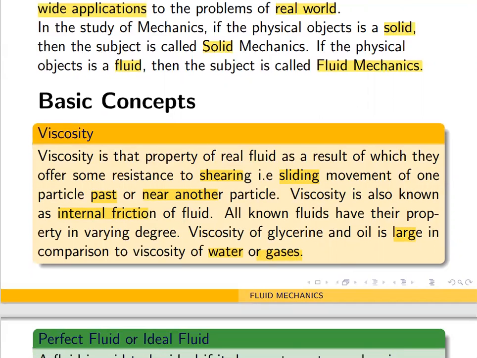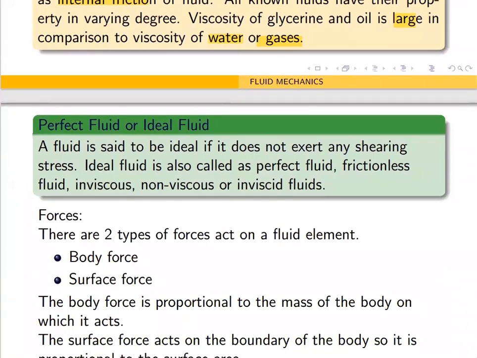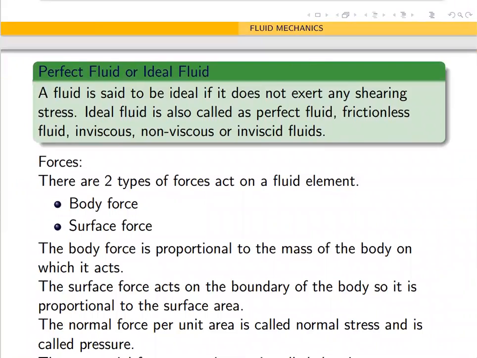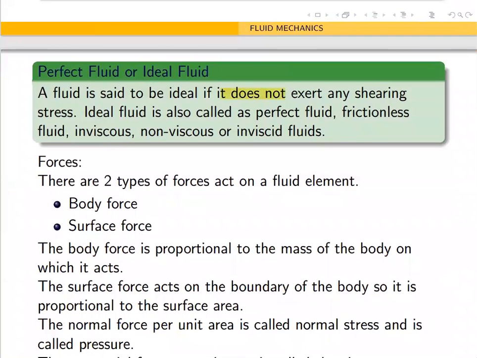Let us see what is a perfect fluid. A fluid is said to be perfect or ideal if it doesn't exert any shearing stress, no shearing stress at all. Ideal fluid is also called perfect fluid, frictionless fluid, inviscous fluid, non-viscous or inviscid fluid.